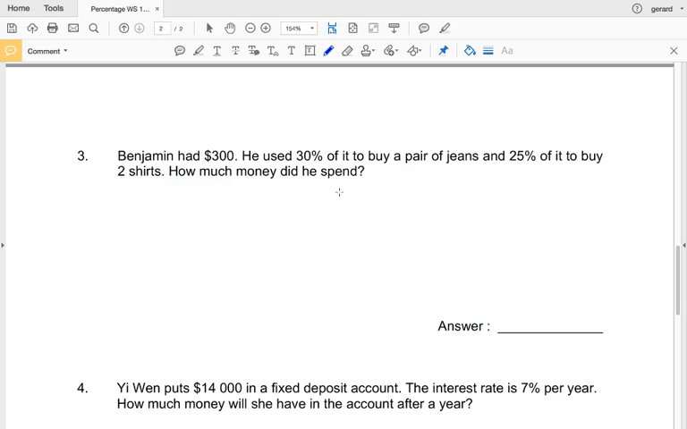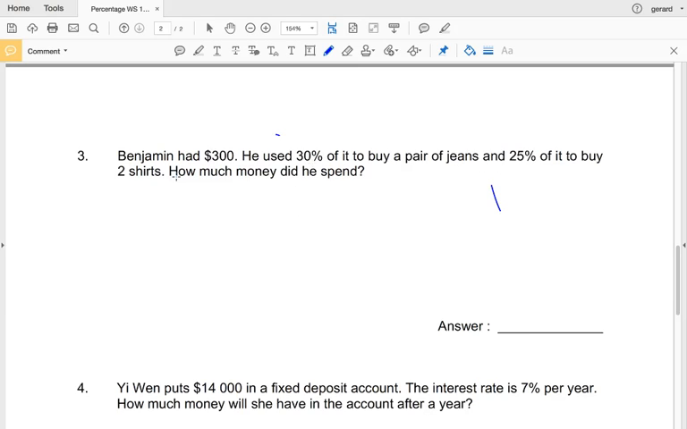Now remember what I taught you before about this. Here you have to look very carefully. He used 30% of it to buy jeans, 25%. Now this 25% you have to check: is it 25% of the remainder or 25% of the original amount? Okay, so you have to be very clear on this. Right here they never mention anything about the remainder, so we will take it as 25% of the original amount, which is $300.